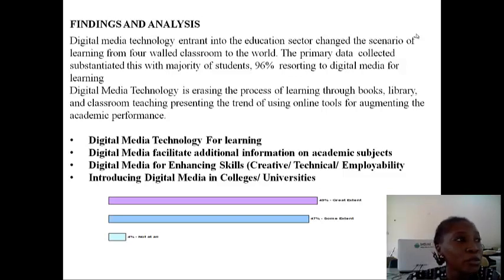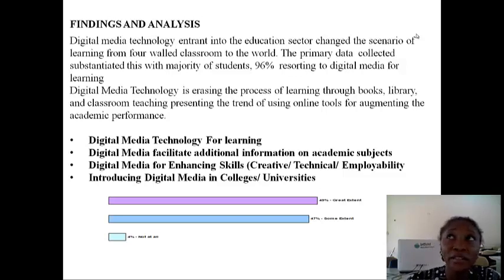We can learn in different ways: going online, browsing online, doing research, watching videos. We have YouTube there, we have Google Search, Google Scholar. A lot of search engines are there to update us, to help and enhance our learning process. So digital media technology is replacing the process of learning through books, library and classroom teaching, presenting the trend of using online tools, augmenting academic performance.